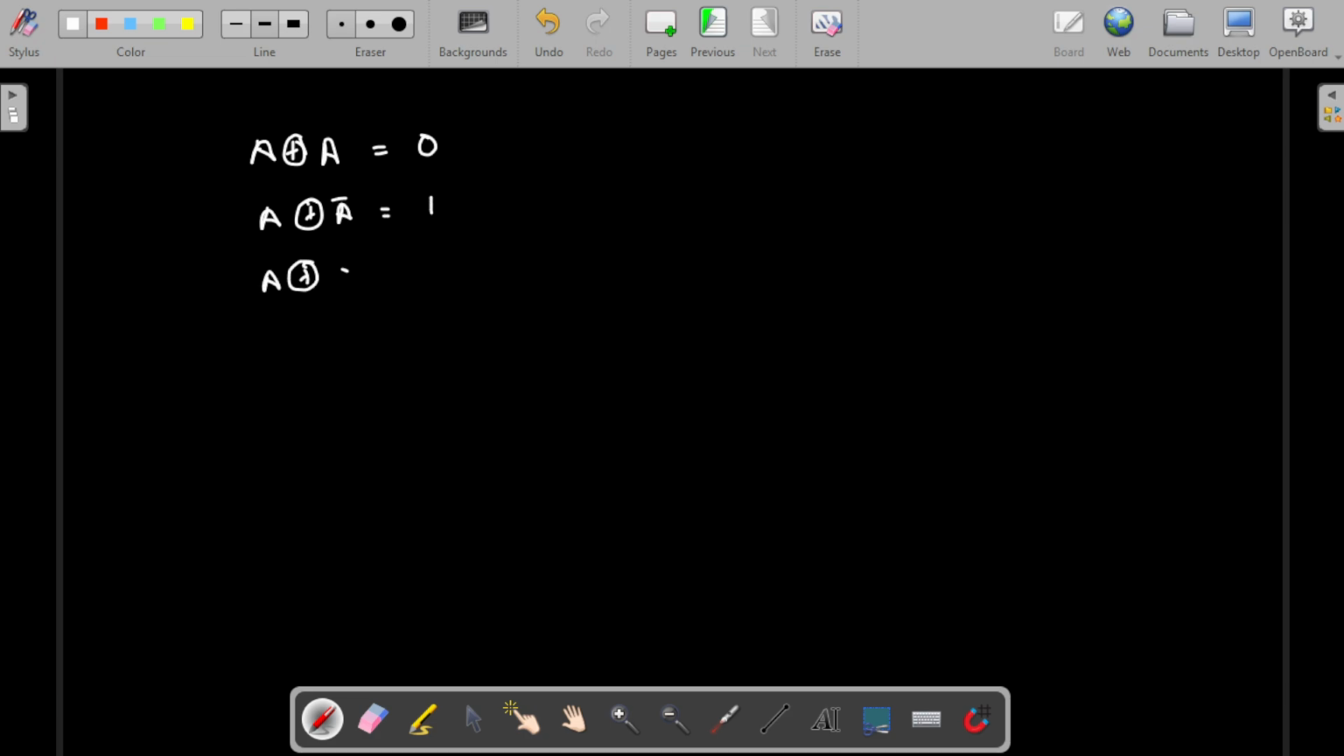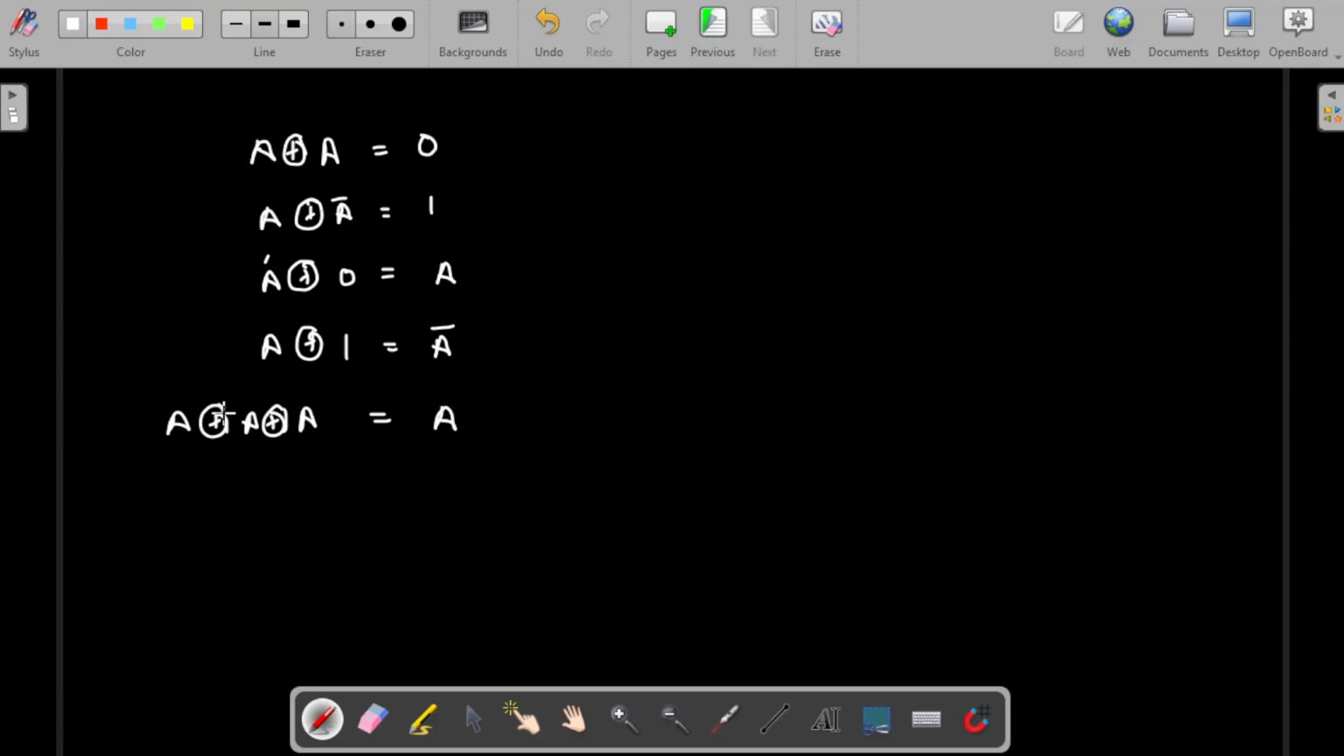A XOR 0 is A, because here only one input is effectively considered. When A XOR 1, then the output will be A bar. If you substitute the values, you will be able to get it. So the output will be based on A.